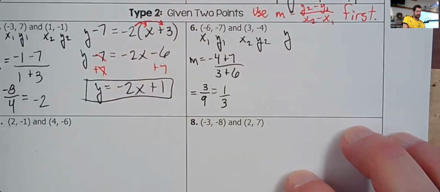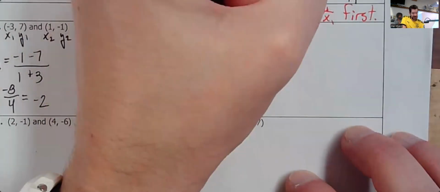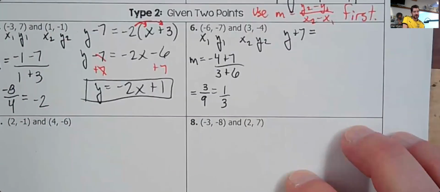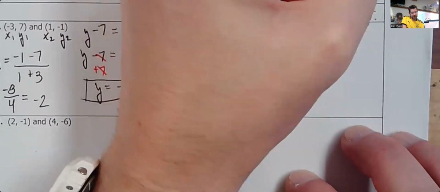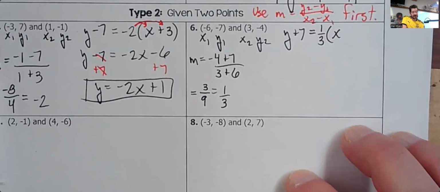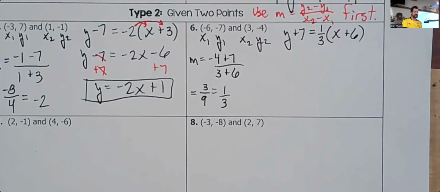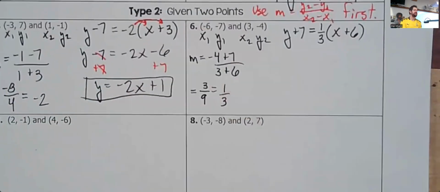All right, so what are we going to write for our point slope? Y minus -7 should be y plus 7. Yep. Equals 1/3 times x minus -6, so x plus 6. Yeah, because it's subtracting a negative again. Two negatives again. All right. So then you're going to distribute. So distribute the 1/3, finish up that problem.